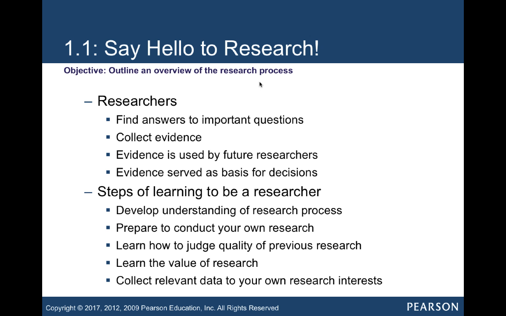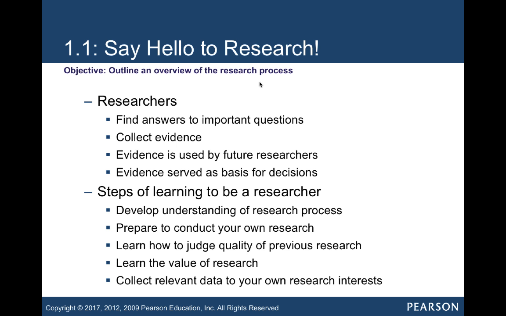So what makes a good researcher? There are several characteristics of them. They find answers to important questions. They collect evidence. This evidence is then used by future researchers, and the evidence serves as a basis for decisions. An example of this basis for decisions: there's a lot of research on heart disease and diet, and the research from this really influences interventions for healthier diets and cardiac rehab. So that's an example of how different types of evidence can serve for different decisions down the road.